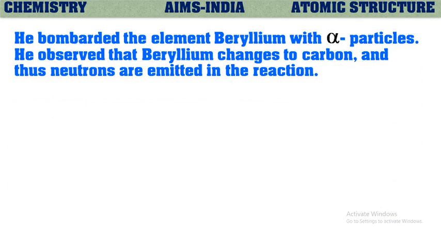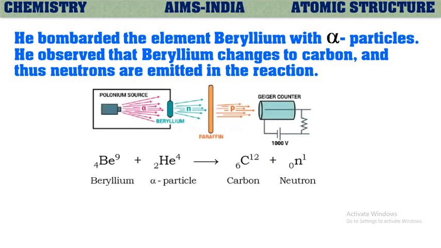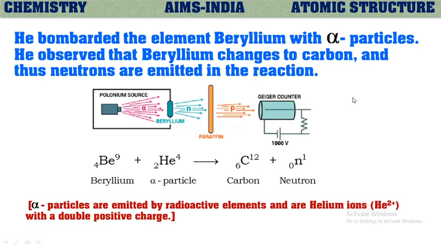He bombarded the element beryllium with alpha particles. He observed that beryllium changes to carbon, and thus neutrons are emitted in the reaction. Here we have to know what these alpha particles are. Alpha particles are generally emitted by radioactive elements and are helium ions. That means a bunch of 2 protons and 2 neutrons. That's why we call these helium ions or helium nuclei, which contain a doubly positive charge.